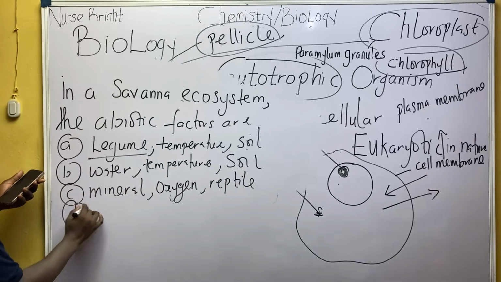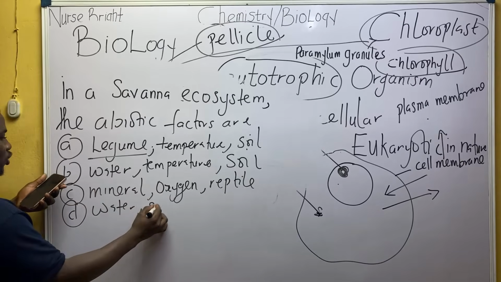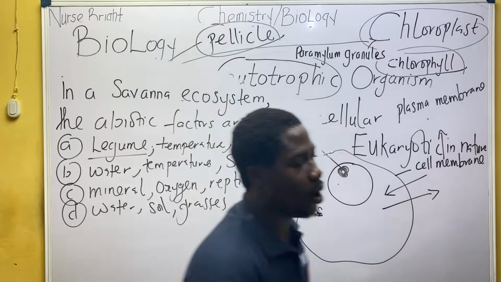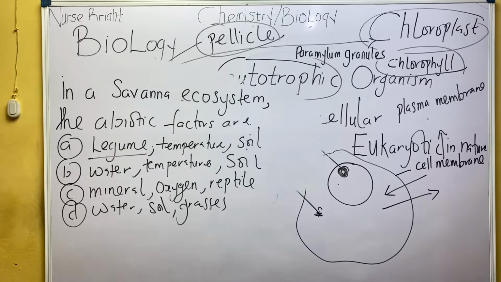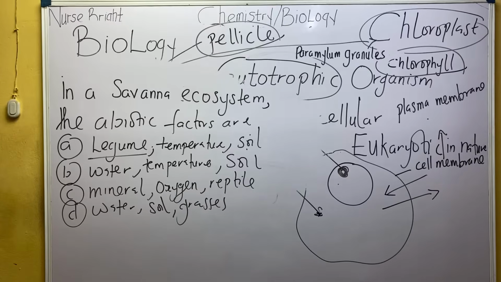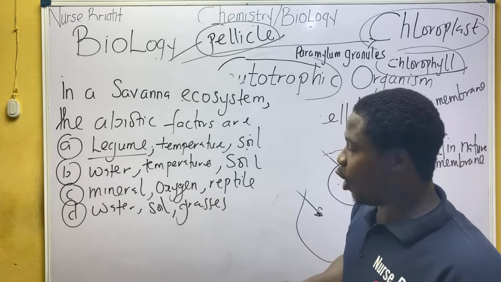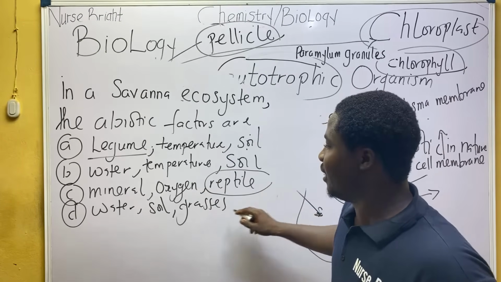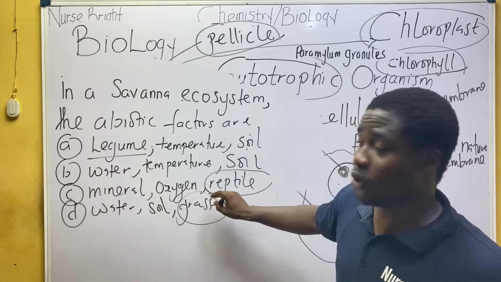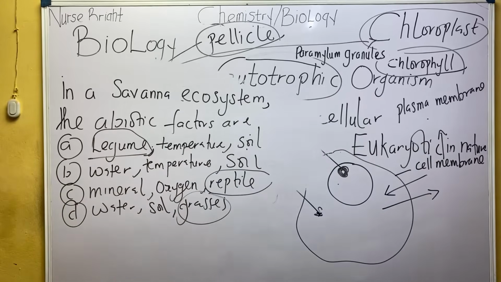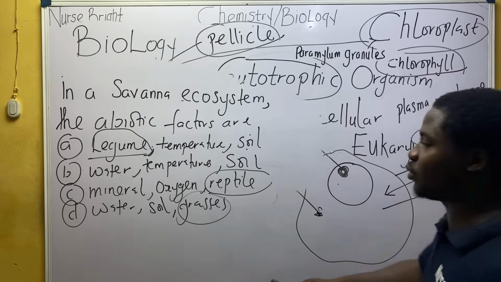And option D says water, soil, and grasses. Class, what is the answer to this simple question? Very good. The one that is completely abiotic is water, temperature, and soil. In this one, there is an organism like reptiles, snake, crocodile. These are grasses, they are plants. And option A, these are legumes as well. They are also plants. So anyone that is a plant is biotic. So we go with the one that is completely abiotic, which is option B.